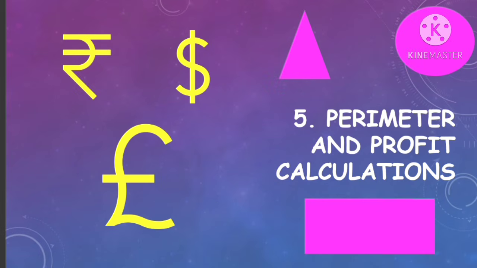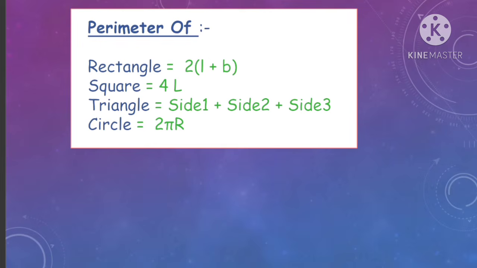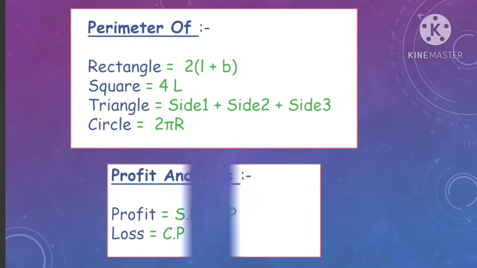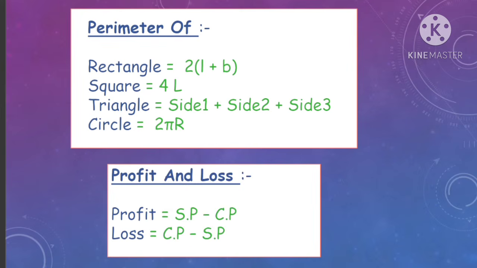Last but not the least, perimeter and profit calculations. Friends, in school we have come across these formulae. Perimeter of rectangle, square, triangle and circle, right? But did you know that these are actually linear equations? Yes, these are all simple but very powerful linear equations which help us to find the perimeter of these figures. Moving on to profit and loss scenarios, here are the very commonly used linear equations that connect profit and loss with selling price and cost price.